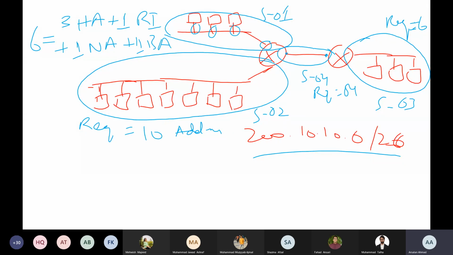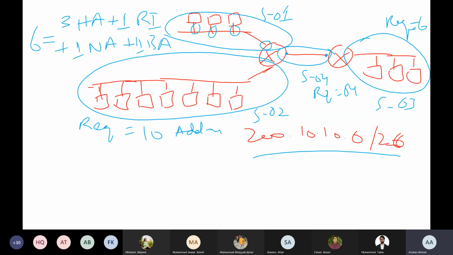Right, so we have our requirements chalked out, and now one golden rule. We studied 2 golden rules. The number of addresses must be a power of 2, and the beginning address must be evenly divisible by the block size, by the number of addresses. And the third rule is that always start from the biggest requirement, from the largest requirement. Which is the largest requirement? Subnet 1, 2, 3 or 4? Subnet 2. Okay, let me solve it correctly.